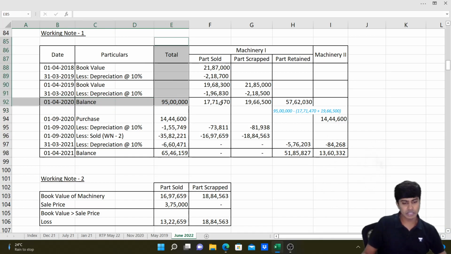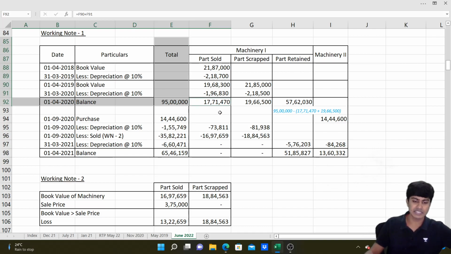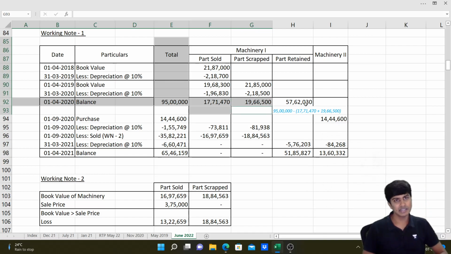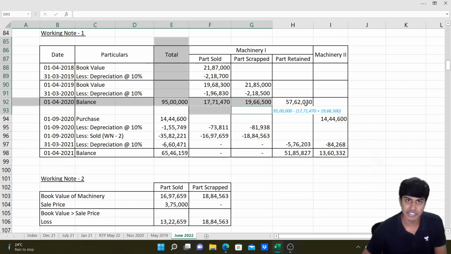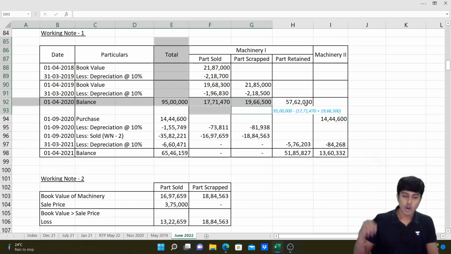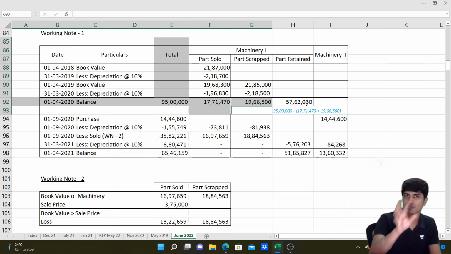We know whatever the part is sold, its value is 17 lakh 71,470. Whatever is scrapped, its value is 19 lakh 66,500. Can't we find the part retained? Very easy. We'll take 95 lakh. From that, deduct 17 lakh 71,470. Also deduct 19 lakh 66,500. We will be left with 57 lakh 62,030. This 57 lakh 62,030 is the value of the part retained.